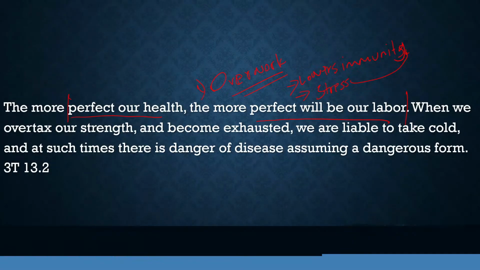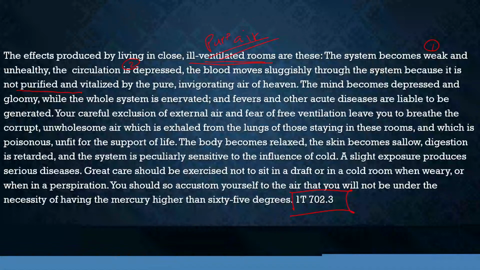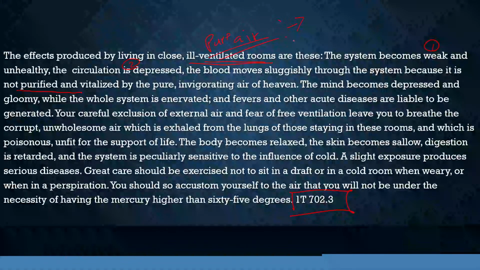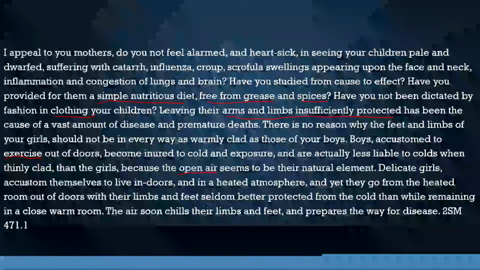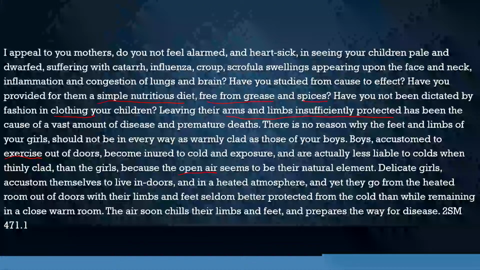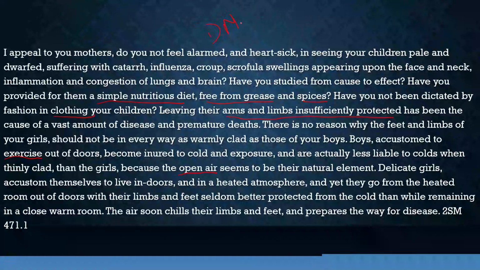So we've seen overwork, we've seen pure air here. And so this would mean if you normally wake up with your nose congested or blocked, then probably there might be a problem with your ventilation, or probably there might be a problem with your beddings. Yeah. And then here there is something that was emphasized, that is nutrition. Nutrition was highly emphasized here.